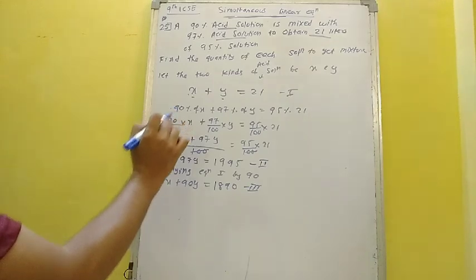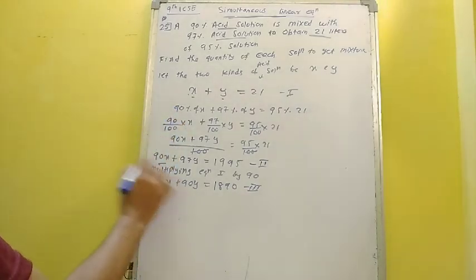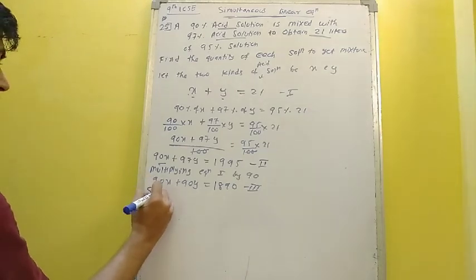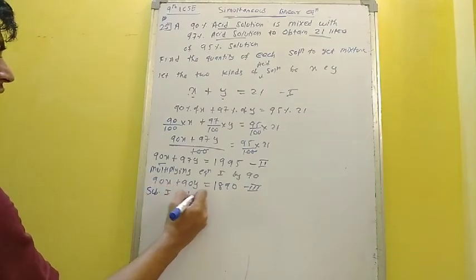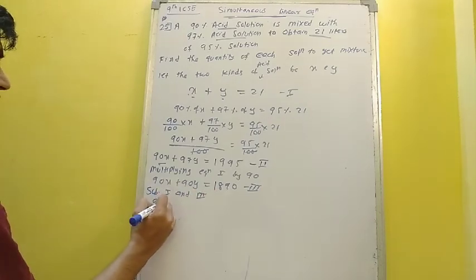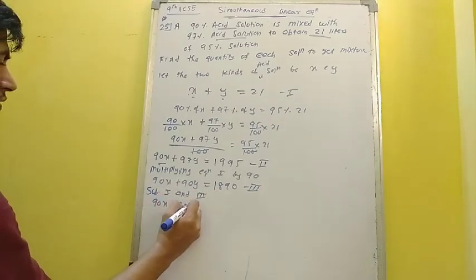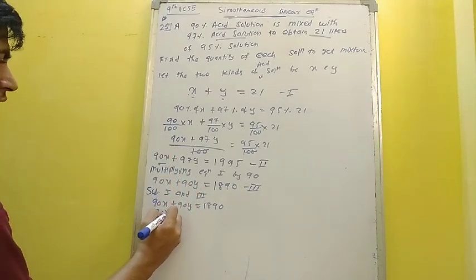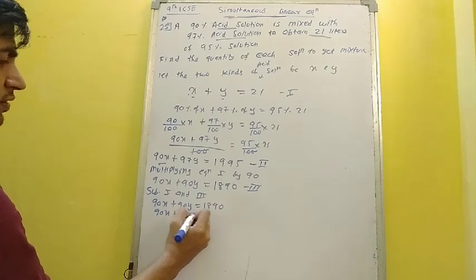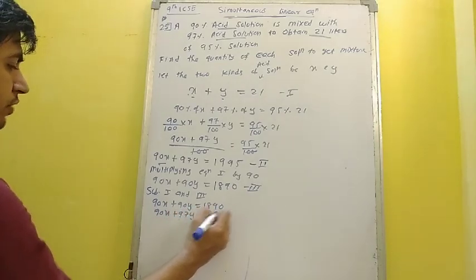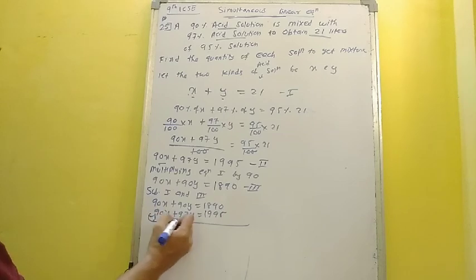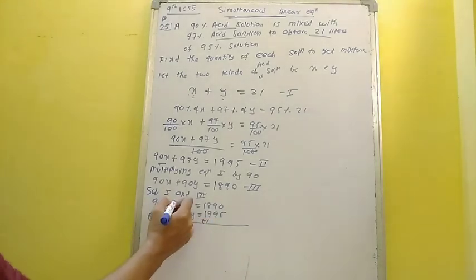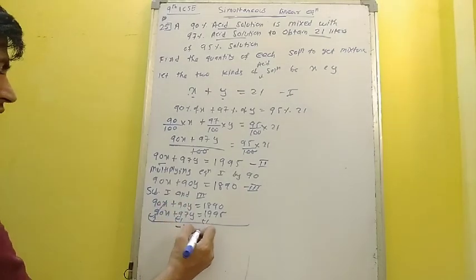So we have 90x over here and 90x over here. So subtracting 1 and 3, we have 90x plus 90y, and 90x plus 97y, 1995. When you subtract, minus, minus, 90x gets cancelled. 97 minus 90 is 7y, with a minus sign.